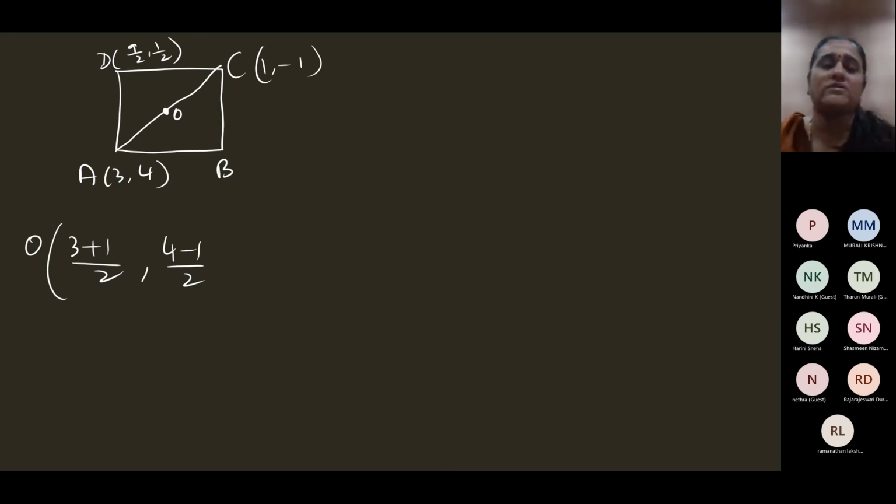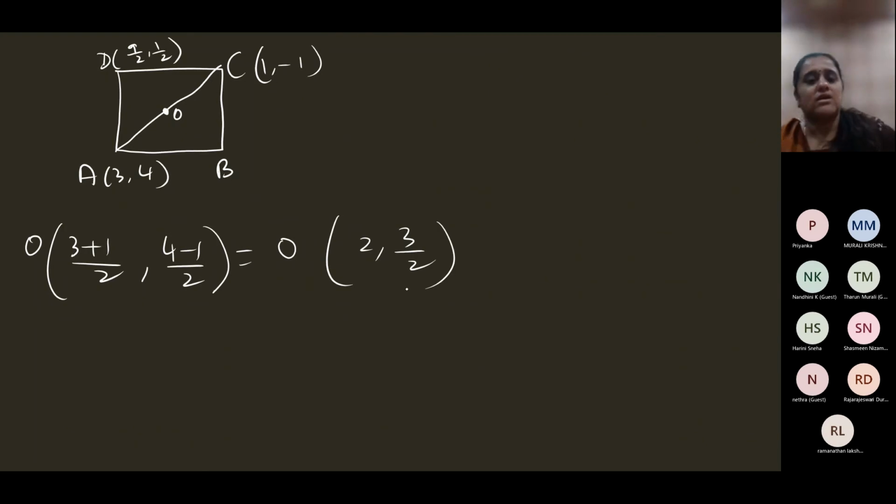Any order you can add. Don't be very strict that this only is x1, y1, the other is x2, y2. Add the x coordinates, divide by 2. Add the y coordinates, divide by 2. That's all. So O is equal to what? 2, 3 by 2. So the coordinate of O is 2, 3 by 2.